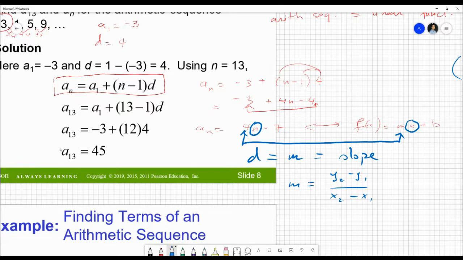So if you want to find a13, after you have this formula, an equals 4n minus 7, now you can plug in 13. So a13 equals 4 times 13 minus 7, and that will give you 45.